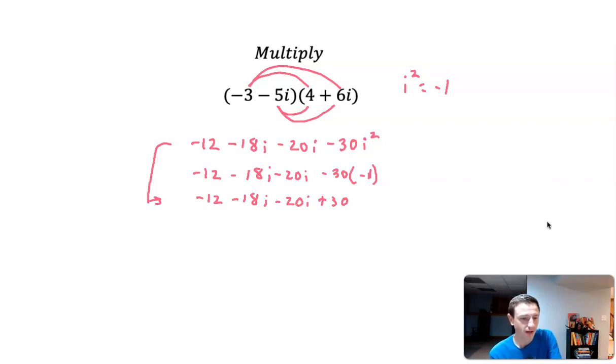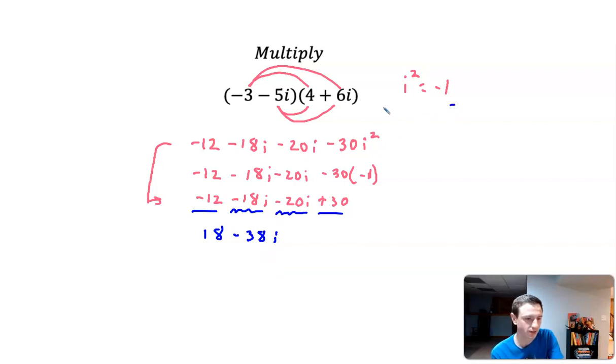So then I want to combine all of my like terms, and I have a -12 plus 30 here. So 30 minus 12 is going to be 18. And then I have a -18i minus 20i. Those are like terms. So since those are like terms, I'm going to do -18 minus 20, which is going to be -38i. And then we can just leave our answer like that.